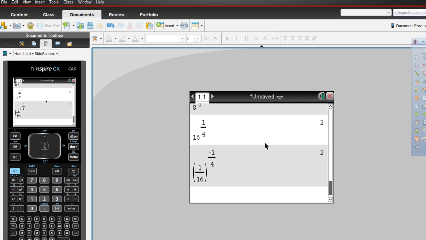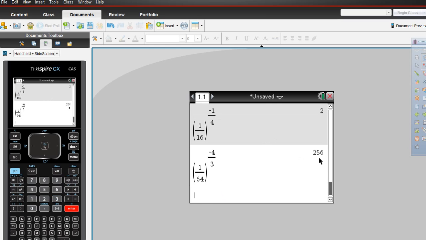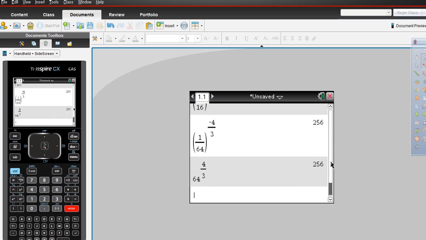So the easiest way to look at this is to begin with 1 over 64. And then we're going to raise that to the negative 4/3 power, and we got 256. And how does that work? Well, that's the same thing as saying 64, I don't need a fraction bar. I don't need a parentheses anymore because I'm just raising this base to the power. 64 raised to the 4/3 power, which is the same thing, right?